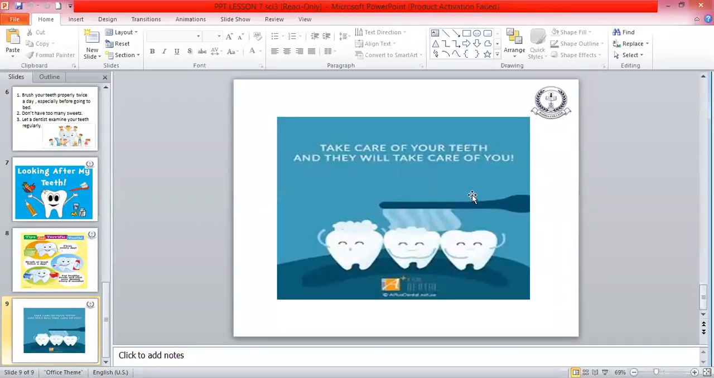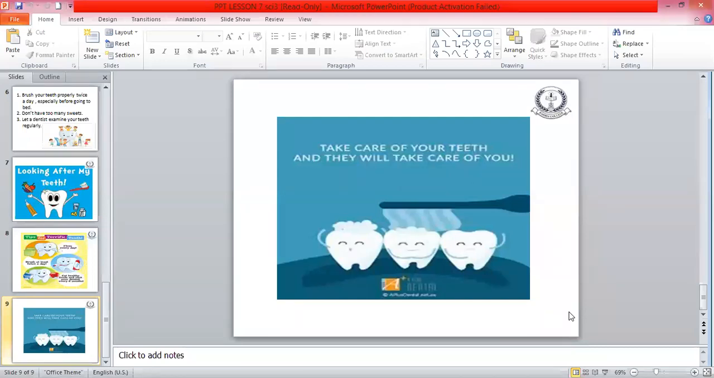And last but not the least, take care of your teeth and they will take care of you. It's a give and take process, trust me. Whenever we take care of something, that thing stays with us for a longer time, right? So if you're going to take care of your teeth, they will be with you for such a long time. You yourself will feel good. Even once you're old, you'll be able to bite and chew things.